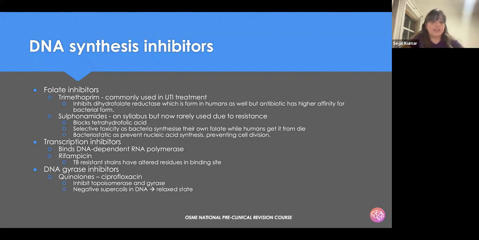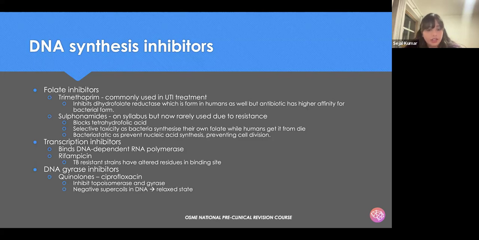DNA synthesis inhibitors include folate inhibitors, so basically folic acid, as I said before. Essentially, bacteria and humans synthesize folic acid differently. I think humans don't synthesize it, they get it from the diet, whereas bacteria do, which helps with selective targeting. So I've just included a few examples on there of how they do this, essentially.